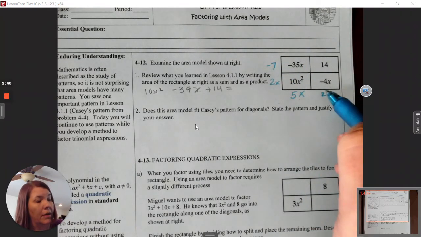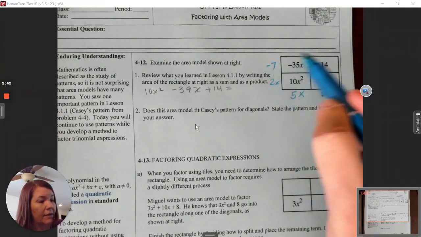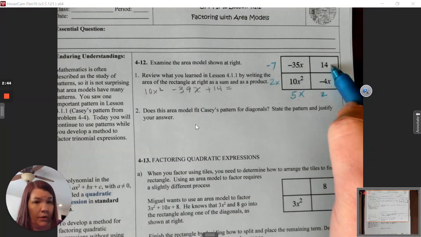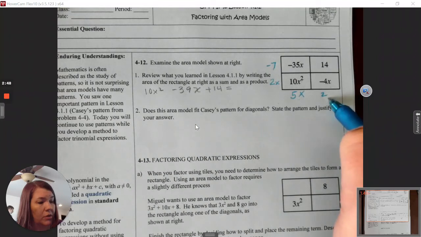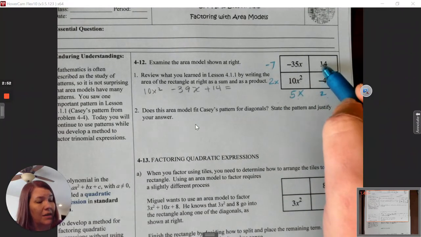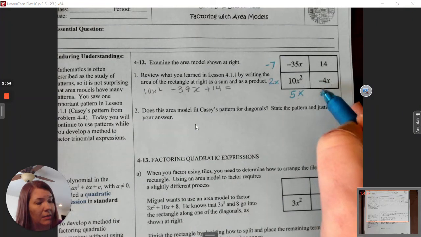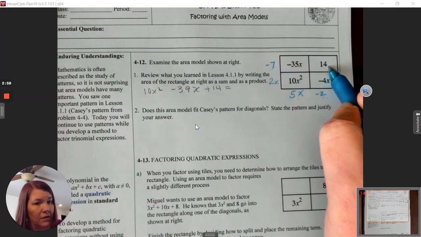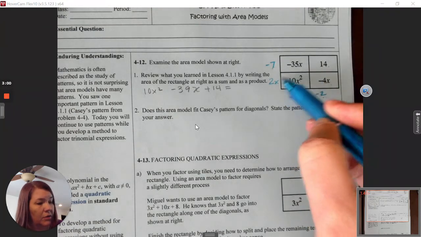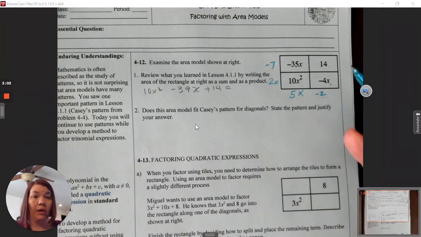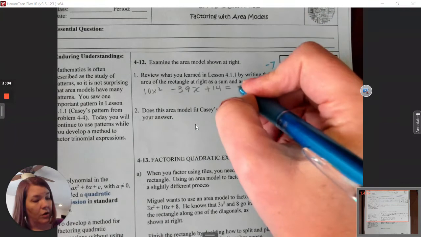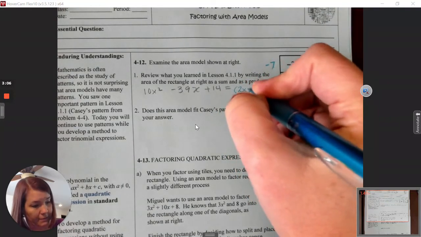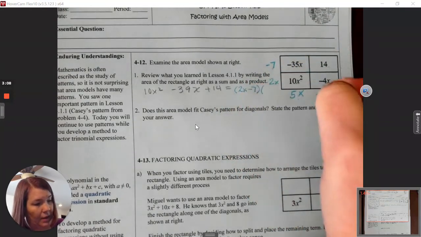So then when I look here, negative 7 times 2 is not 14. It's negative 14. And 2x times 2 is not negative 4. So I need this to be positive 14, and I need this to be negative. So I'm going to make this a negative number. Negative 2 times negative 7 is positive 14. Negative 2 times 2x is negative 4x, so that works. So then my factors are 2x minus 7, and the other factor is 5.